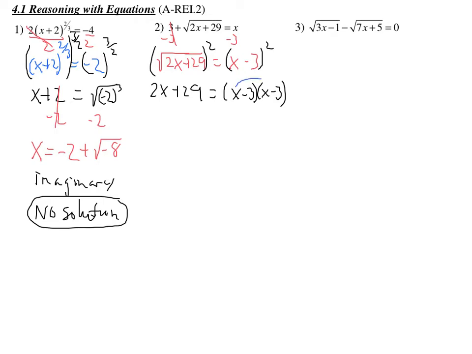I'm going to FOIL over here. So I multiply those two, get x squared. Then I'm going to multiply that, and I get negative 6x. Kind of skipped a step there, but it would be negative 6x. Okay. And then negative 3 times a negative 3 is a positive 9. And then I rewrite this over here.